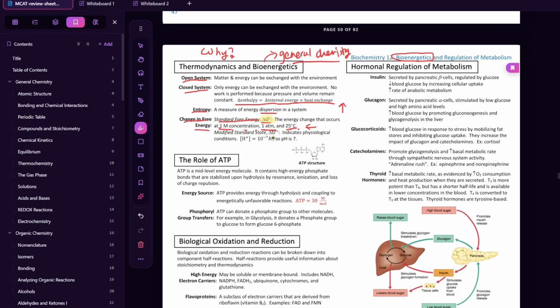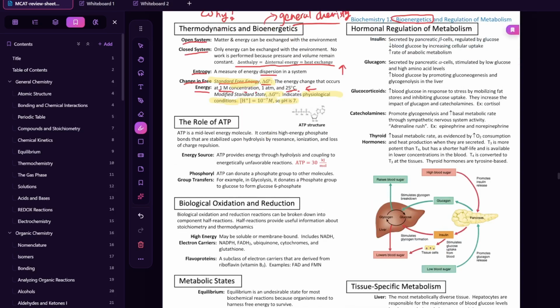And so modified standard state is another one, and you see that it has this little prime. That means modified. See that little single quotation mark? And what it does is it's the same thing as standard free energy, but it's corrected to your physiological conditions, which is a pH of 7. So the body's pH of 7. H plus concentration is equal to 10 to the negative 7 molar.